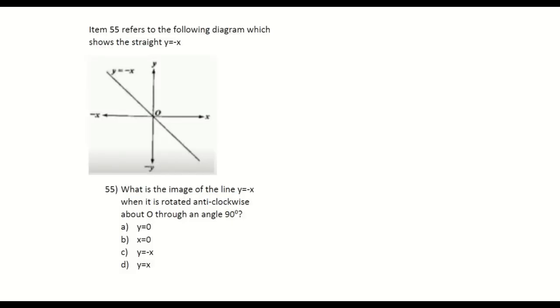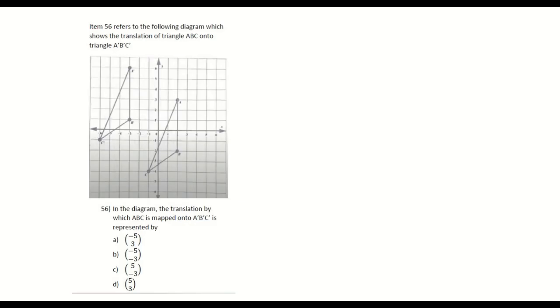Item 55 refers to the following diagram, which shows y is equal to negative x. What is the image of y equals negative x when it rotates anti-clockwise about 90 degrees? So you're going to get a line here that says y is equal to x. So that's D. Right, 56 refers to the following diagram, which shows a translation of triangle ABC onto image ABC.